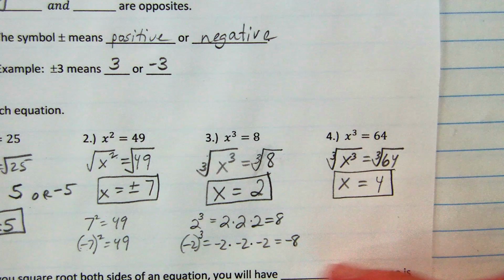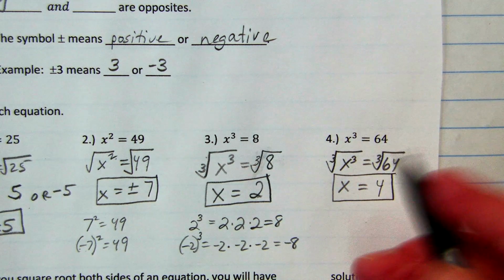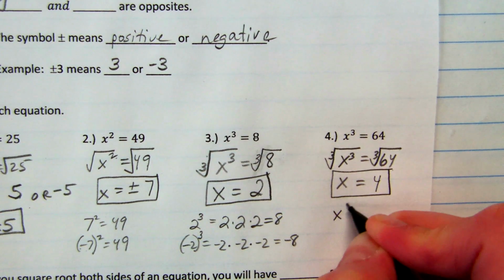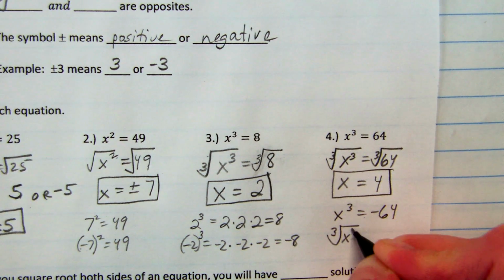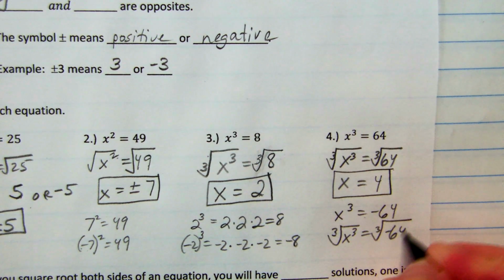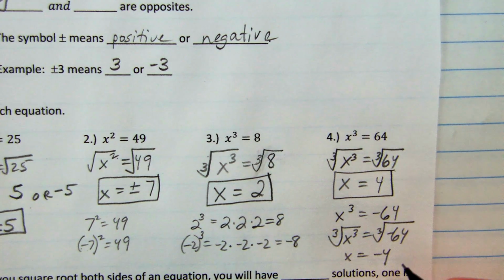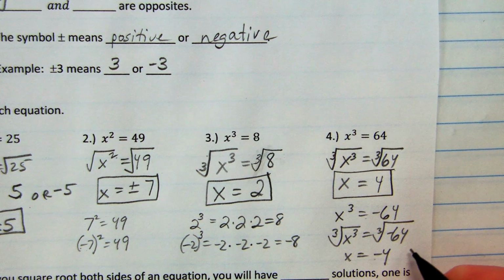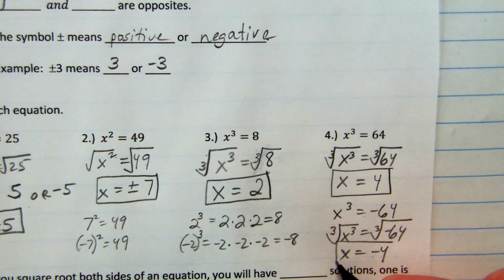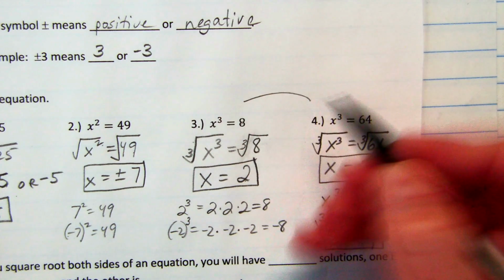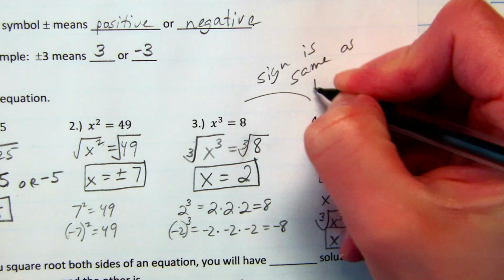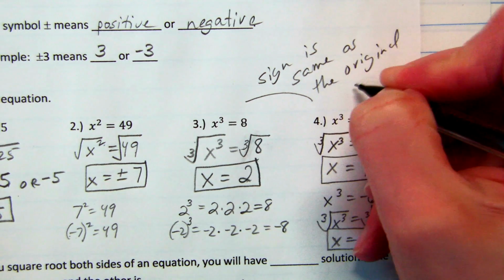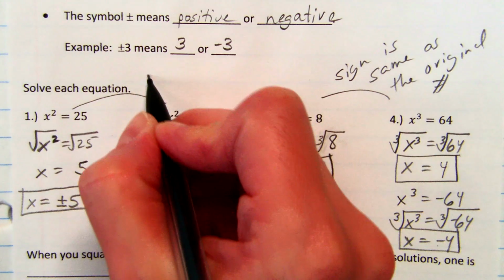Now underneath this, there's just a tiny bit of space. Let me do one where it was negative. Let's say instead of 64, it was negative 64. You can do the cubed root of a negative, and what this would mean is that x is negative 4, because negative 4 times negative 4 times negative 4 would come out negative. So on cube roots, we can put a little note that the sign is the same as the original number.